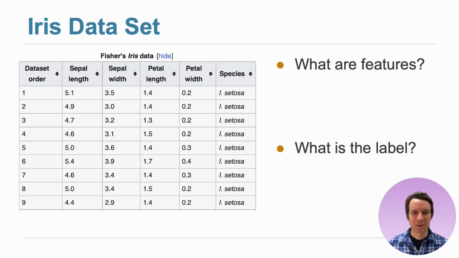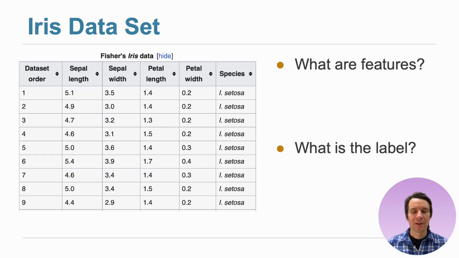Here's an example, our iris data set. Here we have the data: the sepal length, width, petal length, width, and species. The question is, what are the features and what are the labels? Well, if I just ask this, what are features and what is the label, it is not a well-posed question. What is feature and what is label depends on what you are trying to predict.